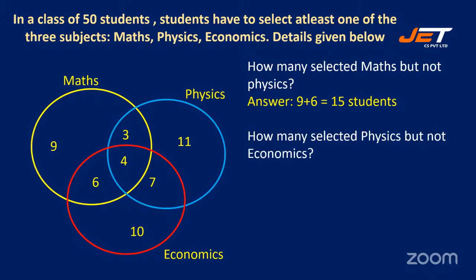Next, how many selected physics but not economics? So you should take physics, 11, plus maths and physics, which is 3. You should not take 4 because all 3 are in that. You should not take 7 because it consists of economics and physics. So you should take 11 plus 3, which is 14. Hope you all have given me the correct answer, students.